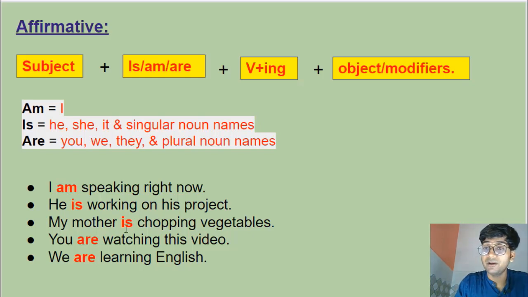My mother is chopping vegetables. My mother is a singular subject, and with a singular subject, we use is. My mother is chopping vegetables.